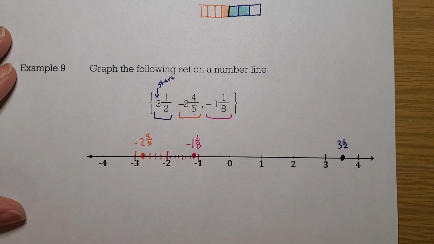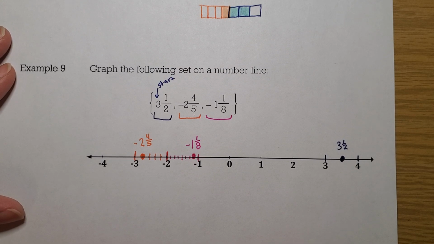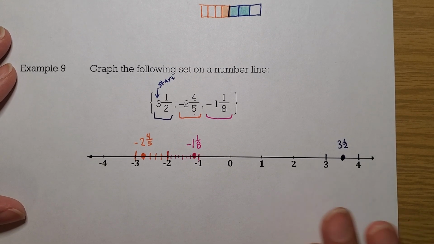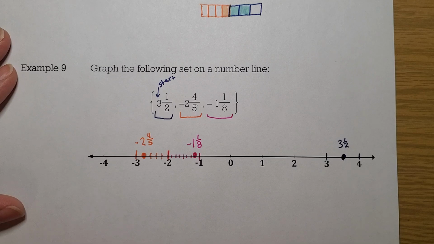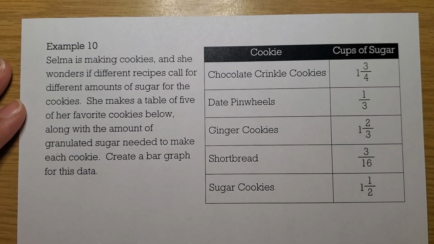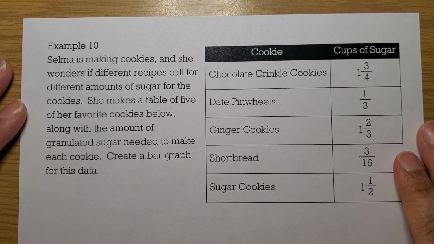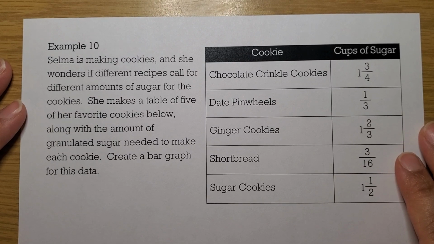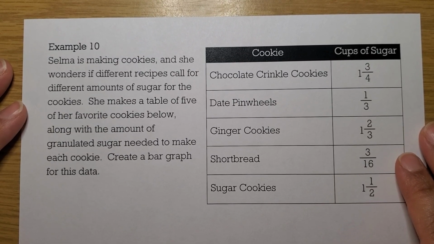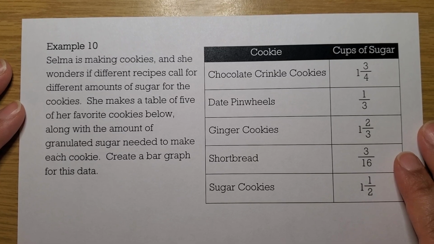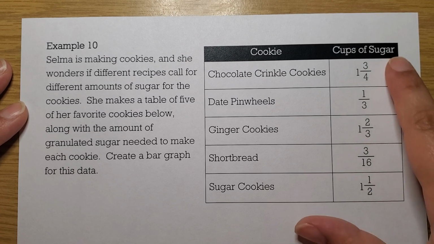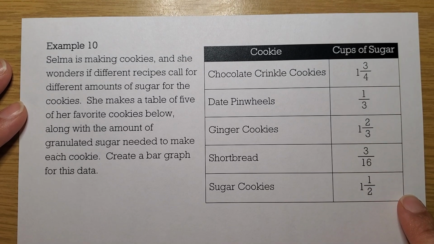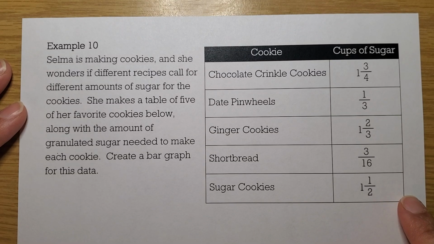So just like we did when we graphed integers and real numbers on a number line, once you get accustomed to graphing these on number lines, we can turn the number line sideways and make some bar graphs. Okay, so Selma is making some cookies, and she wonders if different recipes call for different amounts of sugar for each of the cookies. So she makes a table of 5 of her favorite cookies, which we've got here on the right, along with the amount of granulated sugar. So here's how many cups of granulated sugar she needs, and we're going to create a bar graph for this.